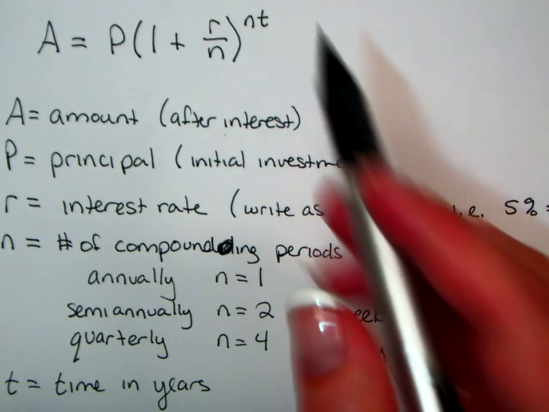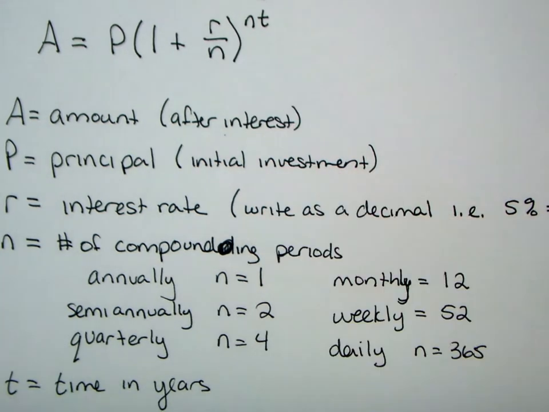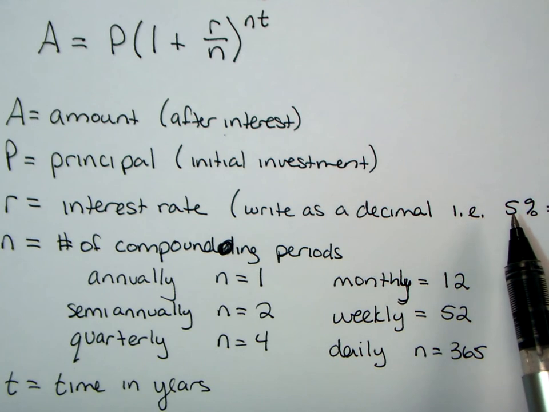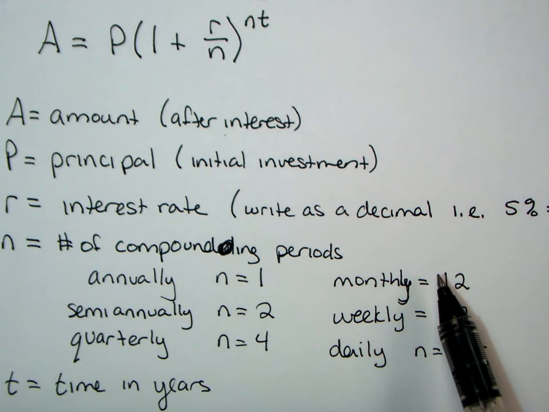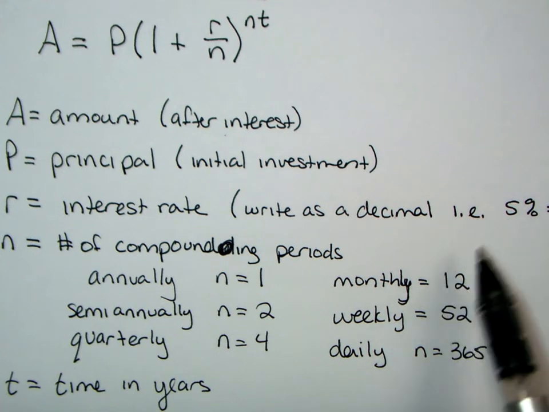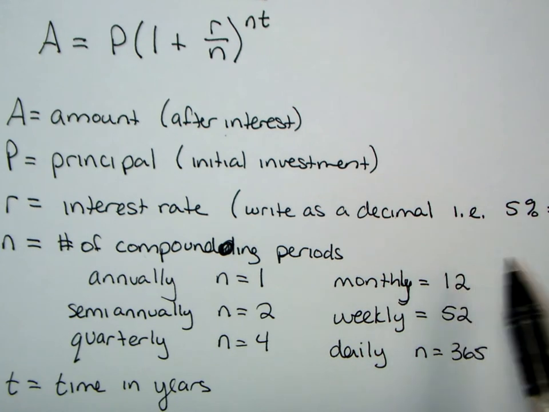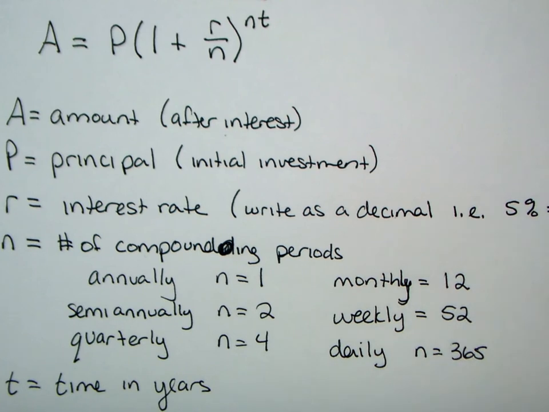All right, so why do we divide the interest rate by N? Let me make it easier on myself. If we had a 12% interest rate and it was compounded monthly, that does not mean we're going to get 12% every month. What the financial institution is going to do is give you 1% every month, and so 1% every month is going to add up to 12%.